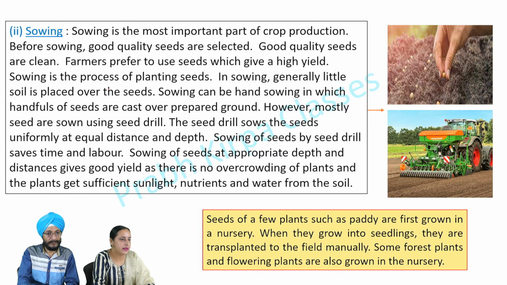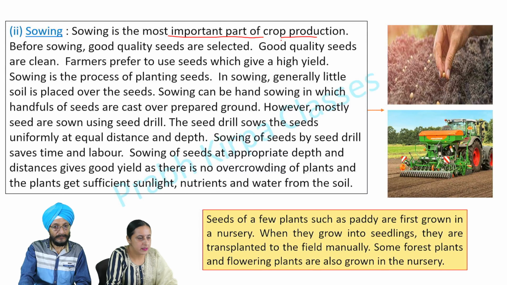Number 2, sowing. Sowing is the most important part of crop production. Before sowing, good quality seeds are selected. Good quality seeds are clean. Farmers prefer to use seeds which give a high yield. Sowing is the process of planting seeds. In sowing, generally little soil is placed over the seeds.